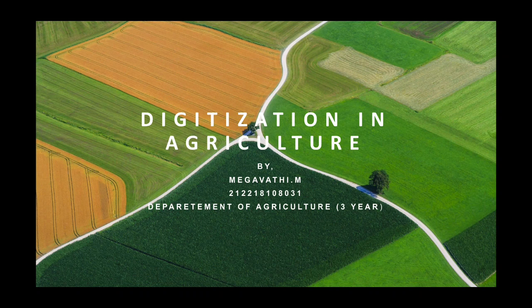What is digitalization in agriculture? It is the use of new and advanced technologies integrated into one system to enable farmers and other stakeholders within the agriculture value chain to improve food production.